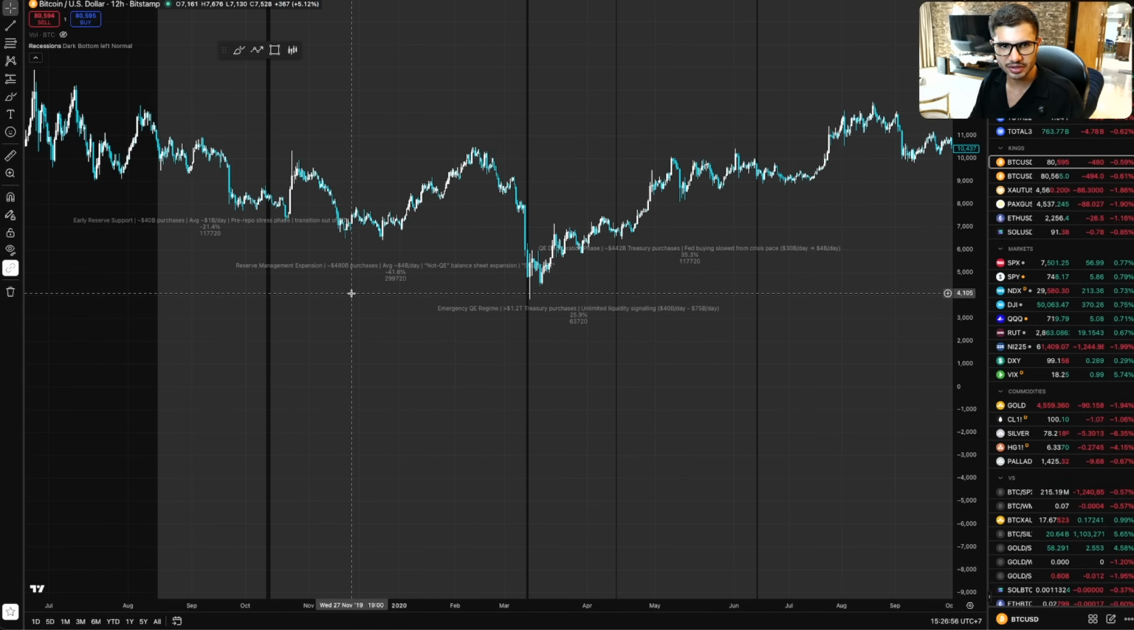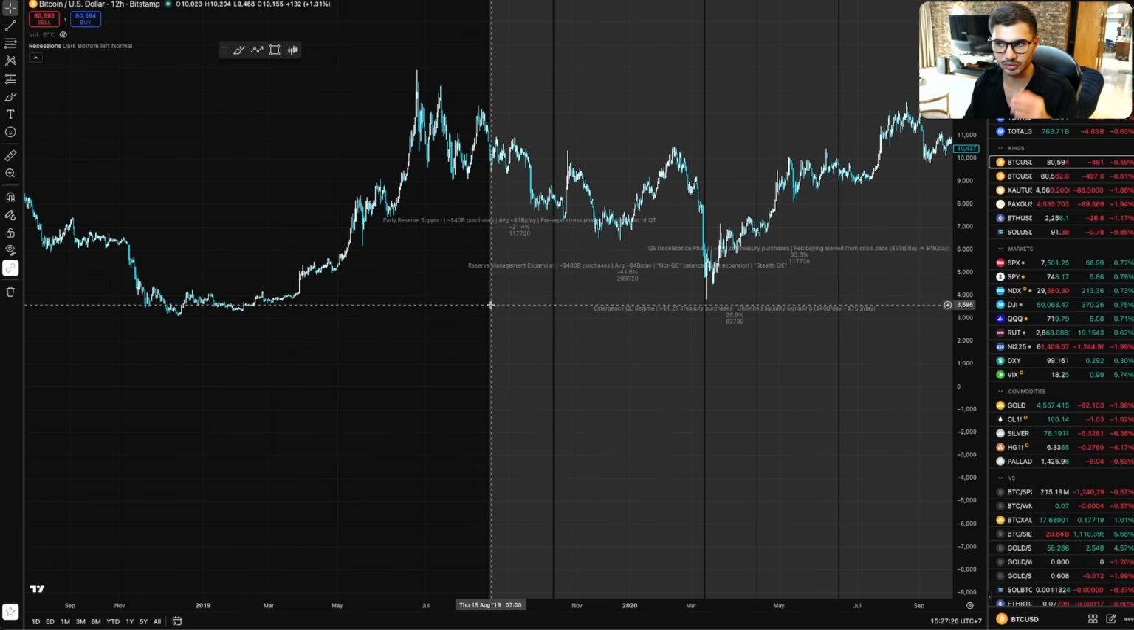And they framed it as a reserve management expansion. They purchased around 40 billion during that whole period, and it was around 4 billion a day again. But they framed it as not QE, and that they're not really expanding their balance sheet, when it actually was. That's why people refer to that period as stealth QE. So it was QE, quantitative easing, but the Fed said it was not, and that's still expanding their balance sheet. This is something very similar to what we're seeing now.